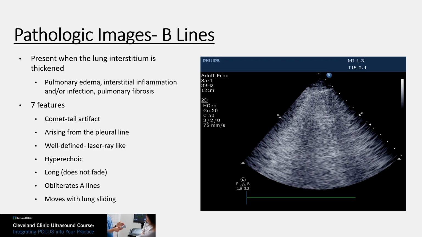Other pathologic images we consider are B-lines, and this is when there is a thickening of the lung interstitium, such as in pulmonary edema, interstitial inflammation and/or infection, and pulmonary fibrosis. Features of B-lines include a comet tail artifact arising from the pleural line, well-defined laser ray-like lines. They're hyperechoic. They're long, meaning that they traverse the entirety of your image all the way to the bottom. They will obliterate an A-line if it exists, and they move along with lung sliding.